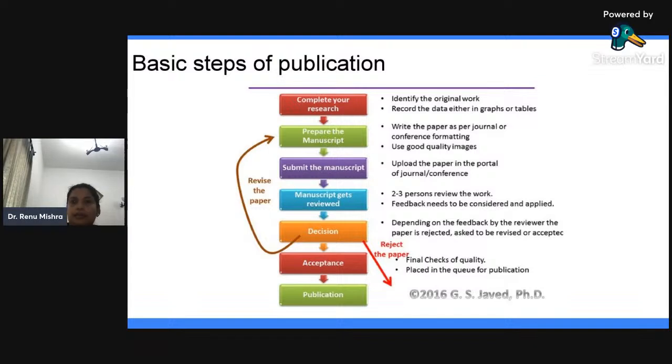You need to make sure that if they have mentioned any specific way to name the figures or number the figures, please make sure you follow it. The manuscript is that version of the paper which you are preparing to submit to the journal; that structured document is called a manuscript. Once it is done and the guidelines of the journal are followed, you submit the paper to the journal or the conference, wherever. Every conference also has its own guidelines.